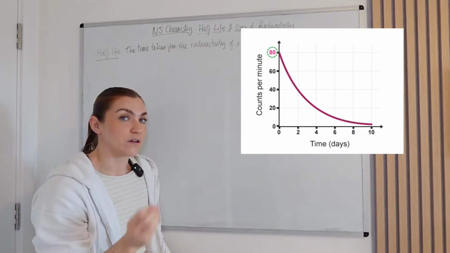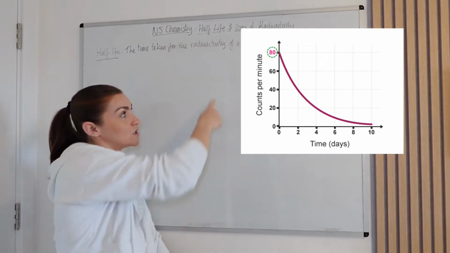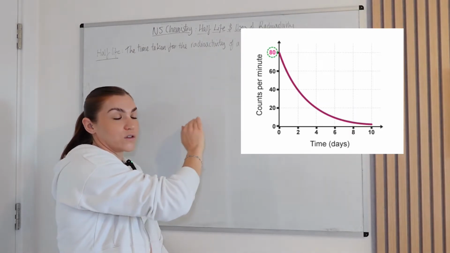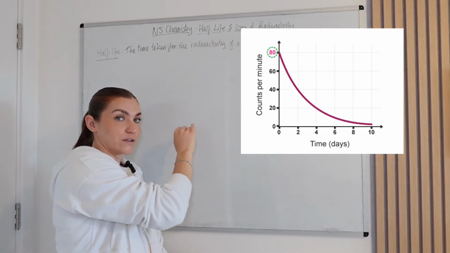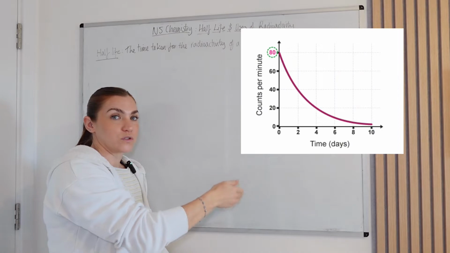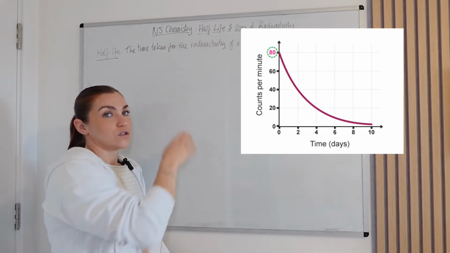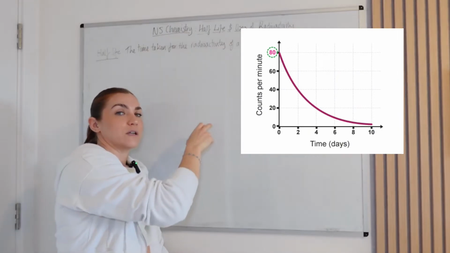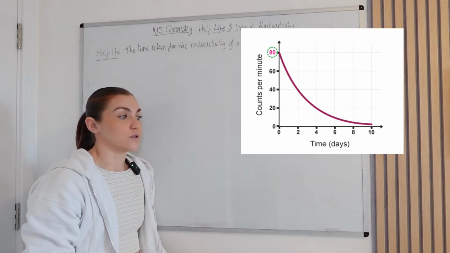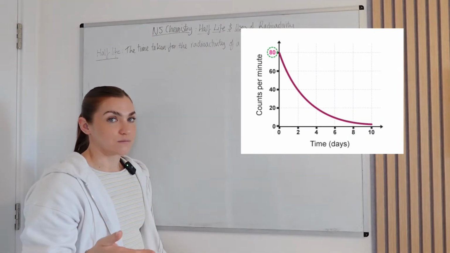Half of 80 would be 40, so we look down to see where the line is when you're at 40 counts per minute, and we can see that corresponds to 2 days. So it takes 2 days for it to fall from 80 counts per minute to 40 counts per minute, which means the half-life is 2 days.